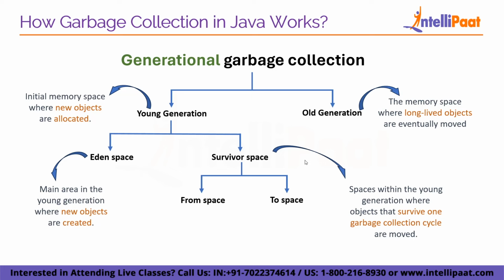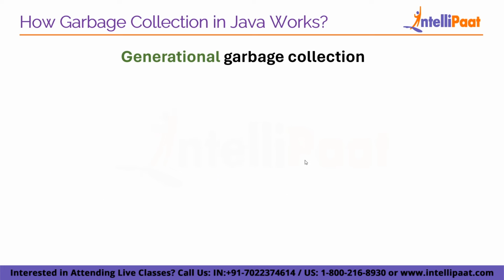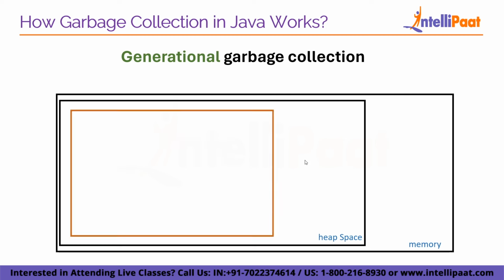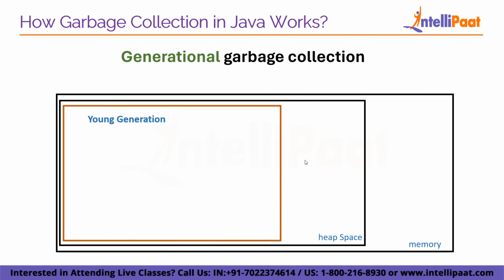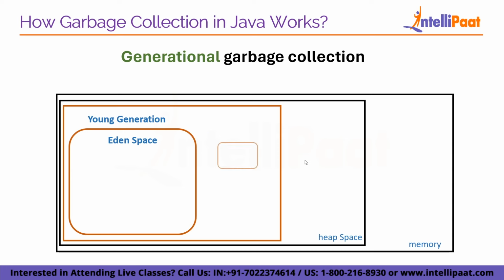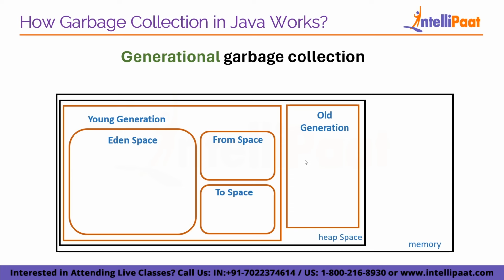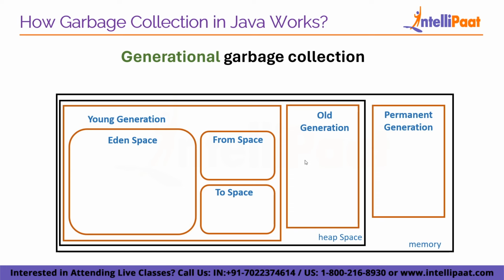Now moving forward, we will try to understand this with the help of a diagram. So this is the memory and this is the heap space. Apart from this is the young generation space. Inside the young generation space, this is eden space and this is from space and this is to space. And this is the old generation space and this is the permanent generation space.